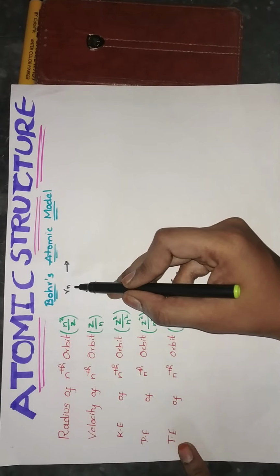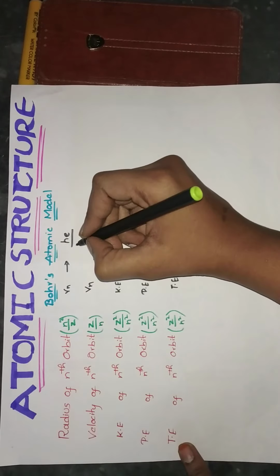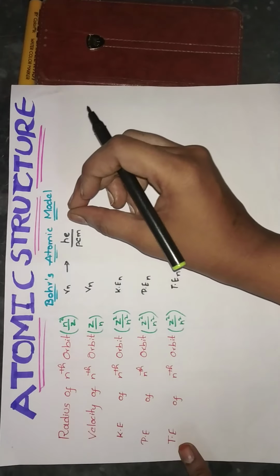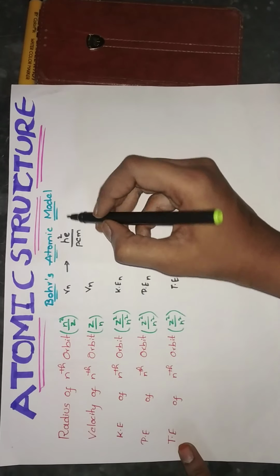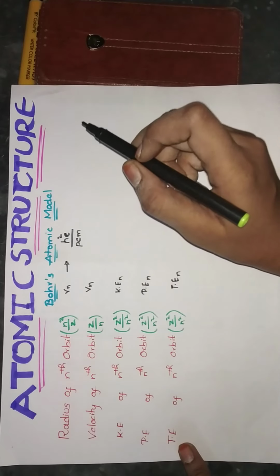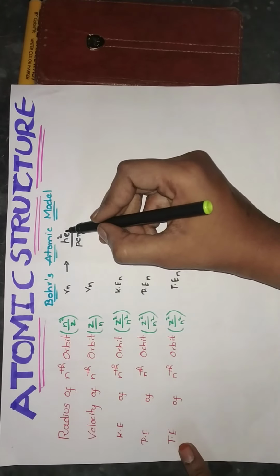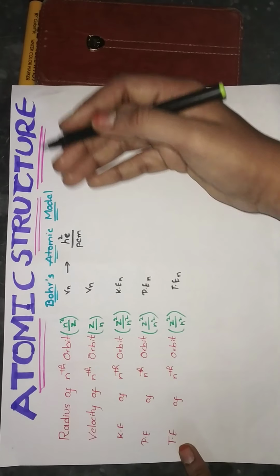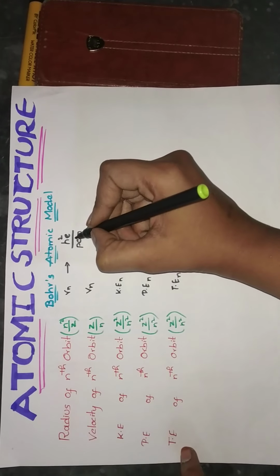See, for radius of nth orbit, it will be h by pi e m. Now square the numerator part. h will become h square and e will become e square. But in the numerator, out of one word, only one letter will get squared. So here h will get squared, and this e is not squared. In the denominator it will become 2 times. Here we will square this.